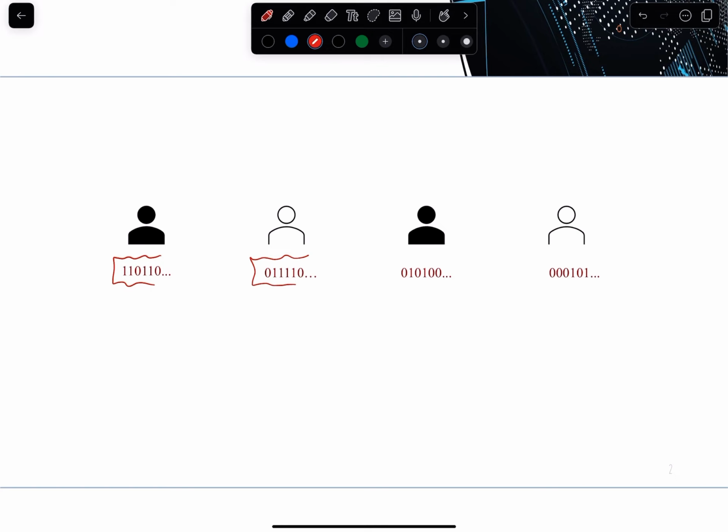So, for the data of those users to not interfere in the air, we usually assign each one of them a different carrier frequency. So, let's say we assign carrier frequency F1 to user 1 and F2 to user 2, F3 to user 3, and F4 to user 4.